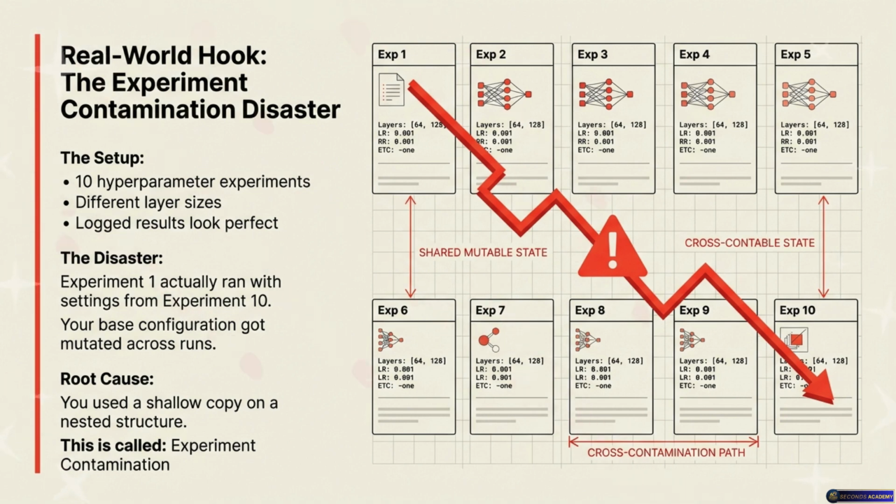But the next morning, you check your logging dashboard, and the results look phenomenal. Like, better than phenomenal, actually. Uh-oh, that's usually the first red flag. It really is, yeah, because as you dig into the underlying data, your stomach completely drops. You discover a total disaster. Experiment 1, the run you thought gave you this massive breakthrough, actually ran with the hyperparameter settings from experiment 10. Yeah, your base configuration was silently mutating across the runs in the background. And the culprit? You used a simple, shallow copy on a nested dictionary structure.